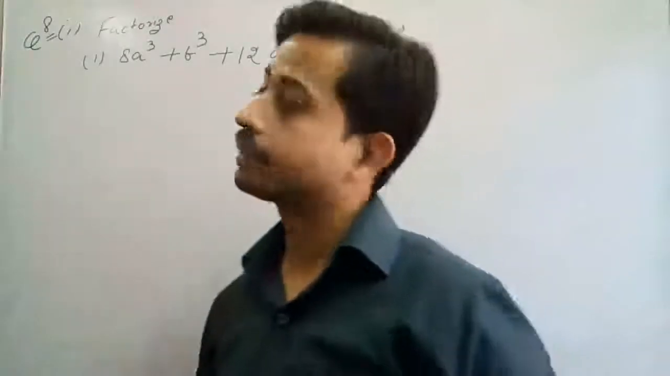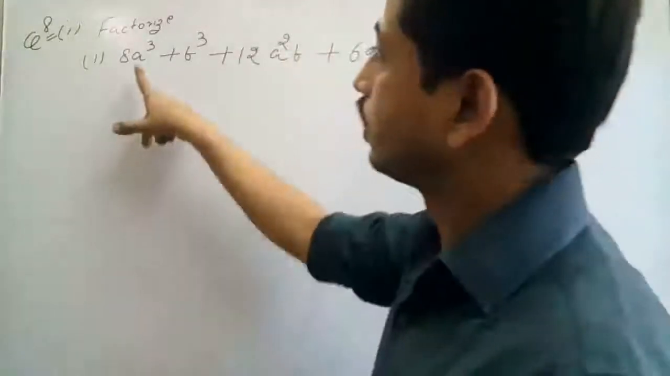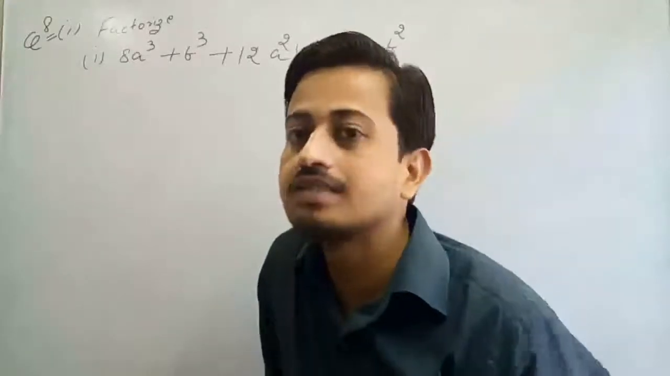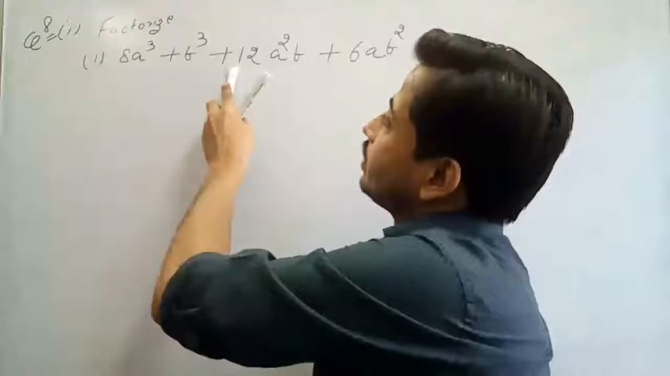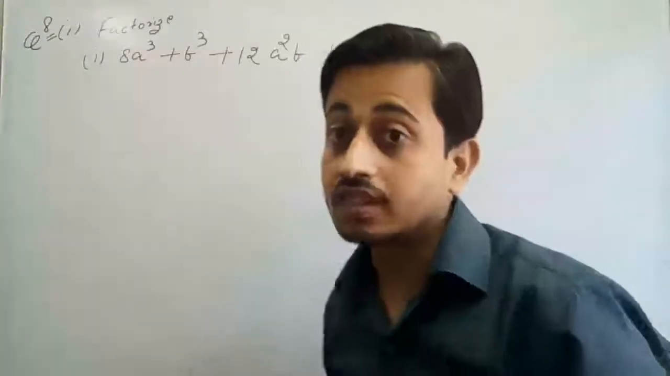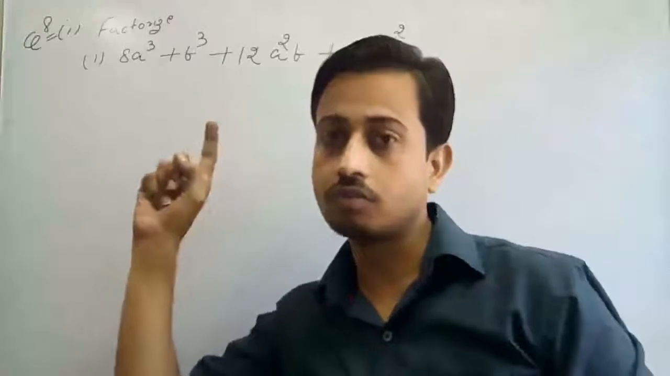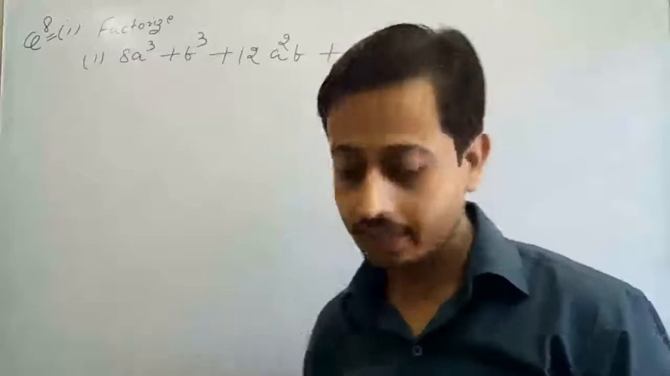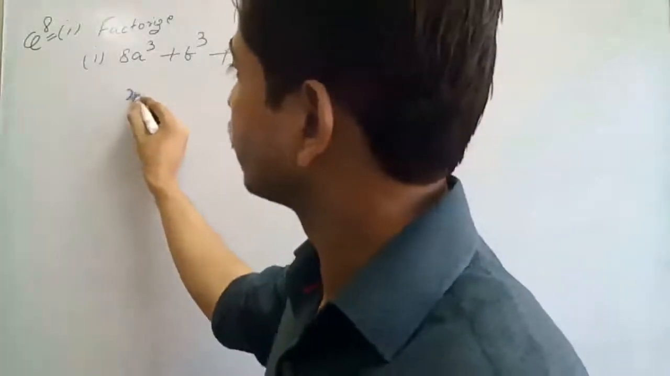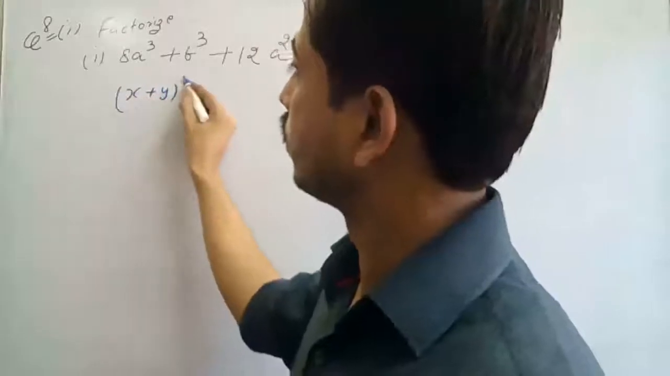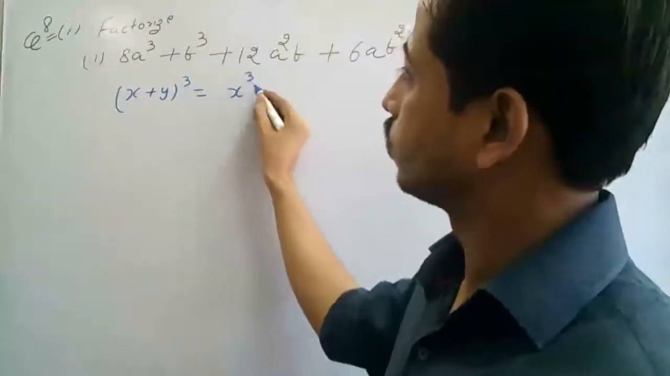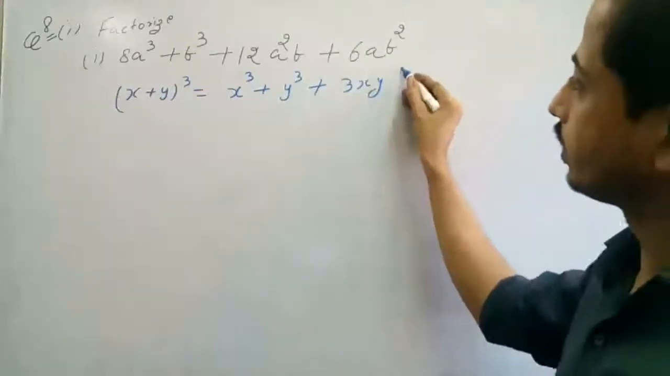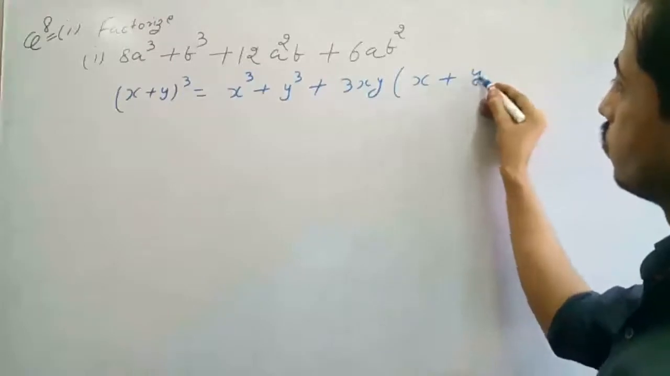Now look at question number 8, part 1. 8a cube plus b cube, a cube, b cube with what? Identity number 6, the whole cube, because the sign in this whole term is positive, but this is not the correct form that we use. So first we have to open the bracket in the identity. What is the identity? (x plus y) whole cube is x cube plus y cube plus 3 x y bracket x plus y.